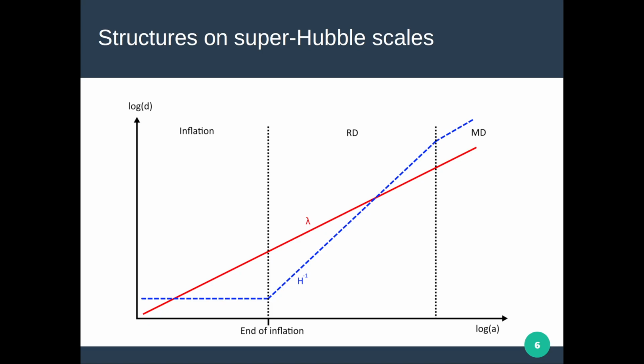Then later, during radiation domination or matter domination, it can cross back across the Hubble length, making it visible to an observer. So without inflation, there's no apparent reason why structures on super Hubble scales should exist, and inflation explains that these structures were formed in the early universe and then only crossed into the super Hubble regime because of inflation.